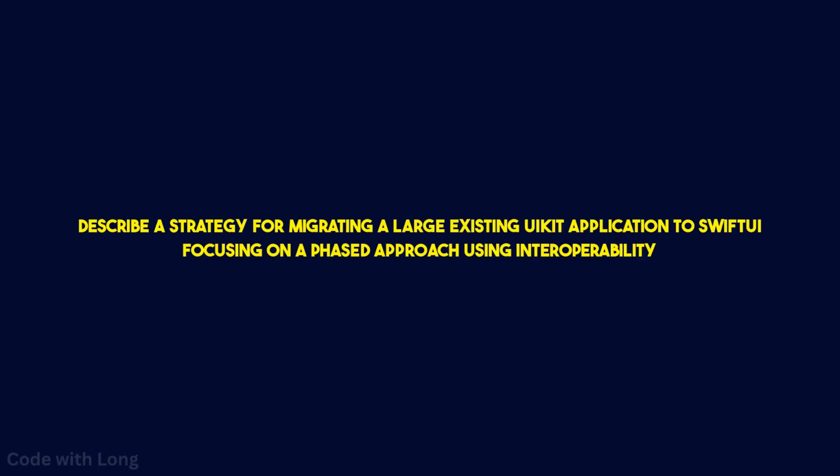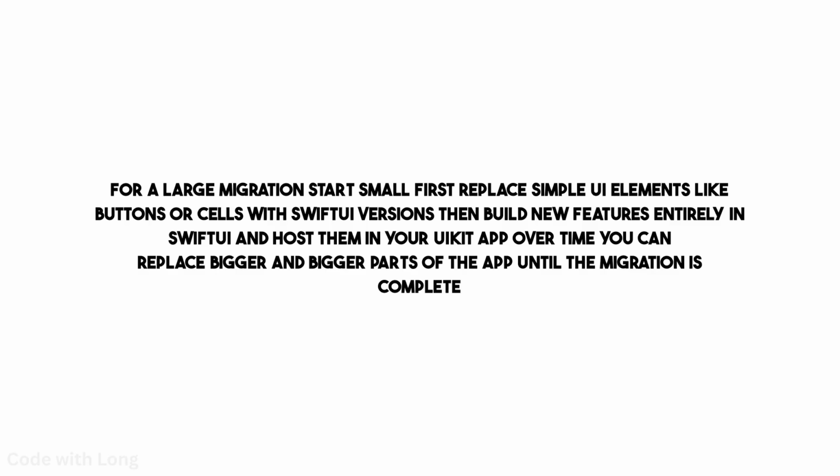Describe a strategy for migrating a large, existing UIKit application to SwiftUI, focusing on a phased approach using interoperability. For a large migration, start small. First, replace simple UI elements like buttons or cells with SwiftUI versions. Then, build new features entirely in SwiftUI and host them in your UIKit app. Over time, you can replace bigger and bigger parts of the app until the migration is complete.